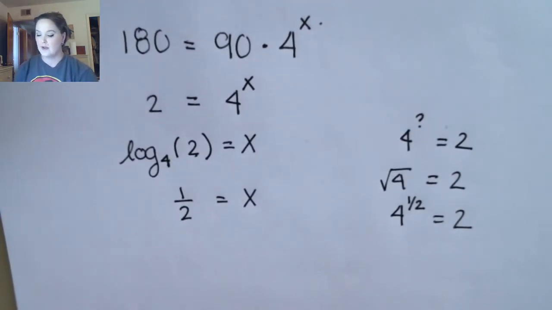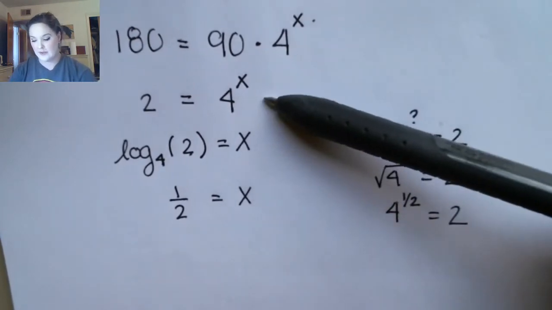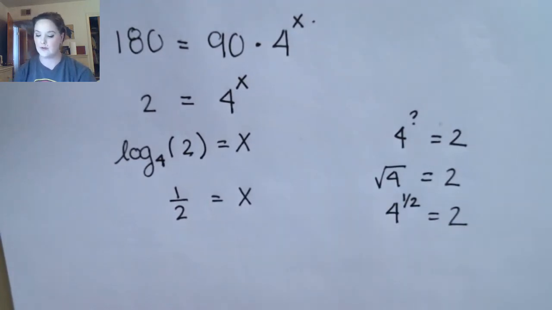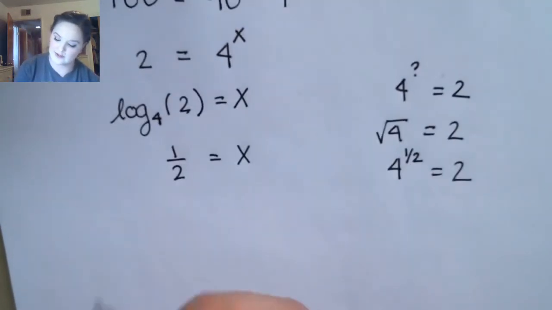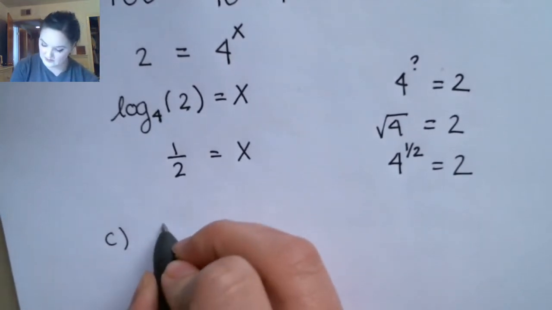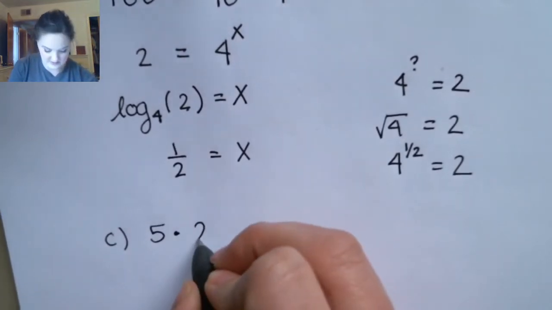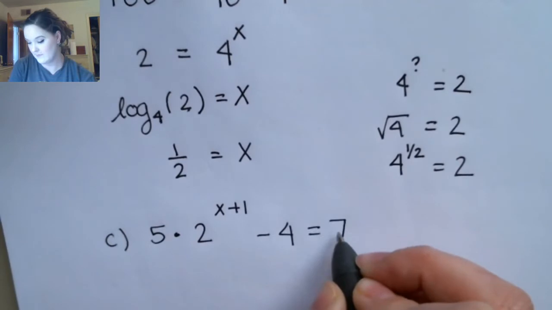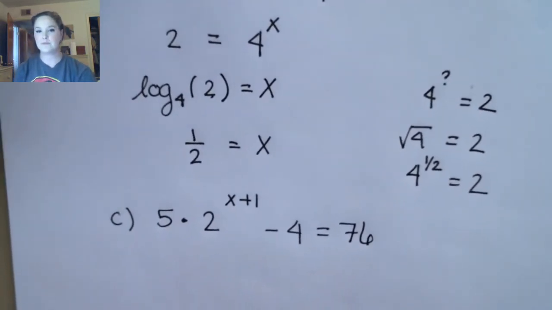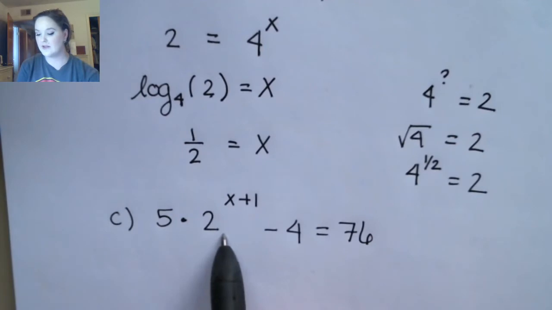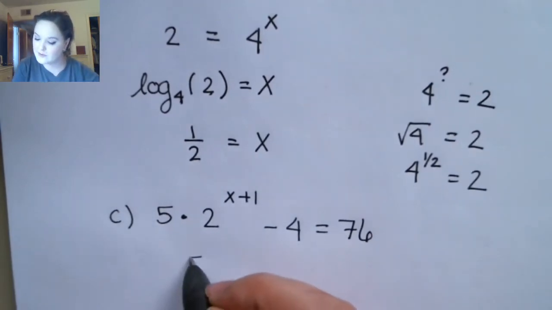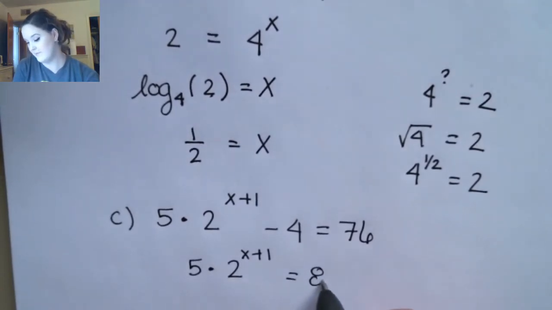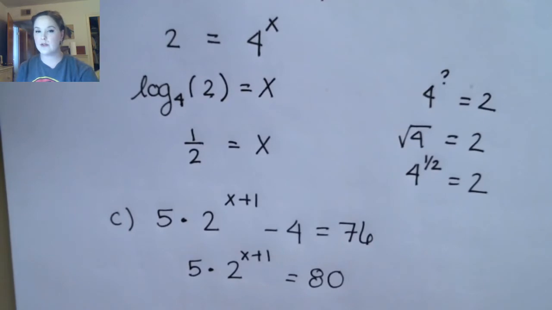Again, the same steps: isolate the exponential, change to logarithmic form, and evaluate the log. Let's look at one more example like this before we move to some examples where we wouldn't be able to use the other method. We're going to start the same way, isolating the exponential part. So I'm going to add 4 to both sides, and then I'm going to divide both sides by 5.